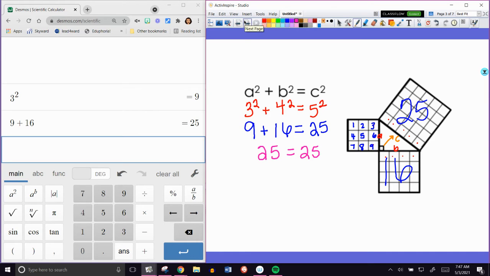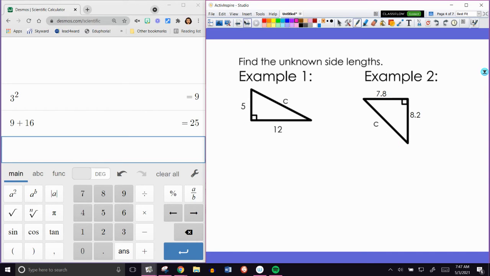Okay, so let's go ahead and start with our first example. So example 1 says, has a side length of 5, a side length of 12, and a side length of C. So I'm going to always start by drawing that arrow from the right angle. And then again on my formula chart, I do have the formula in case we don't have it memorized. A squared plus B squared equals C squared.